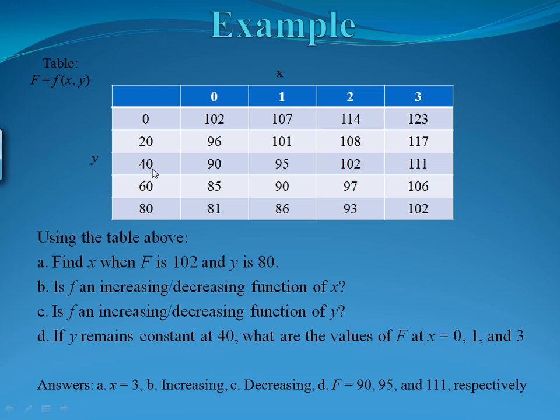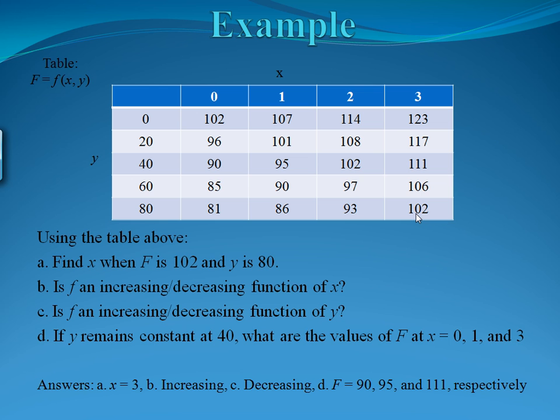So let's pick y equals 40. We fix that, so we're just going to look at one row, and we're going to look at what happens to the values as x increases. So we go 90, 95, 102, 111. As x increases from 0 to 3, our capital F values also increase. We can check another row, we'll get the same answer. If we fix y at 80, and we look at the values of F as x increases, we go 81, 86, 93, 102. So we can see that as x increases, the capital F values also increase. So we say that F is an increasing function of x.